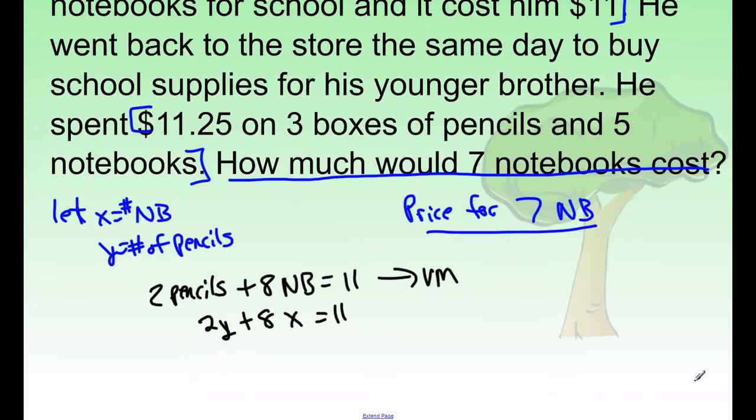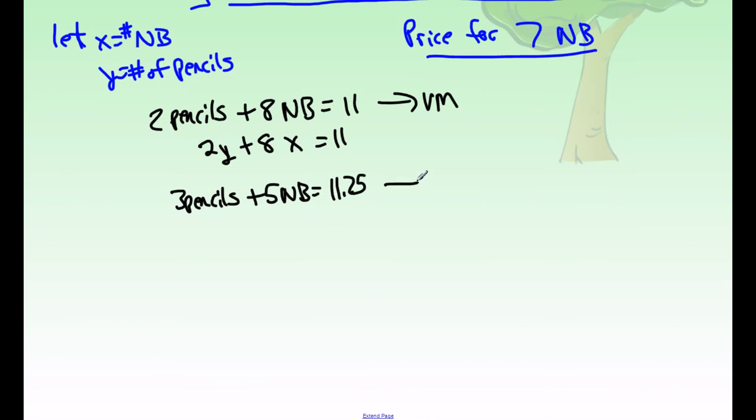My other scenario down at the bottom of the page says $11.25 for 3 boxes of pencils and 5 notebooks. So 3 pencils and 5 notebooks cost $11.25. This is my verbal model. And pencils is the y, so 3y's plus 5x's is $11.25.